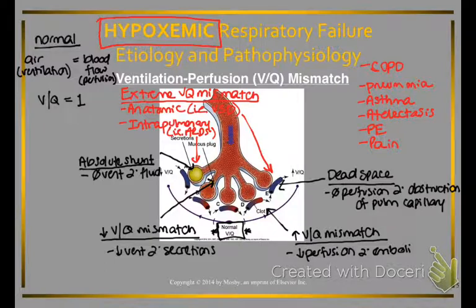Second one is pneumonia, asthma. Well, think about any kind of respiratory issue where you're going to have mucus production. All these things, COPD, pneumonia, asthma, atelectasis. PE is a pulmonary embolism.